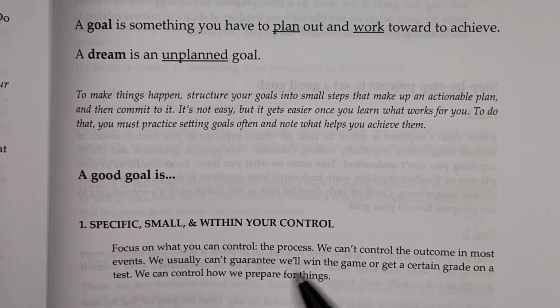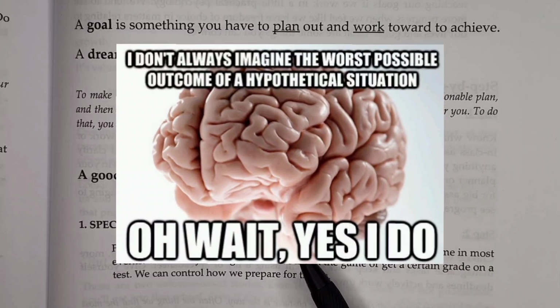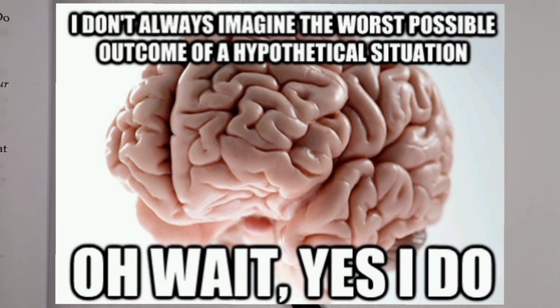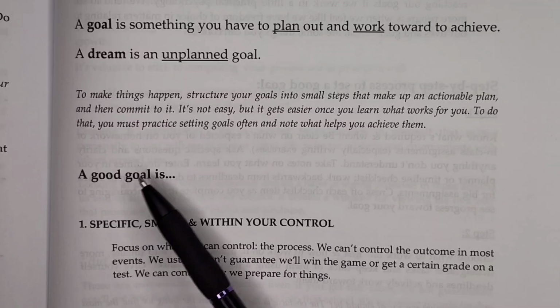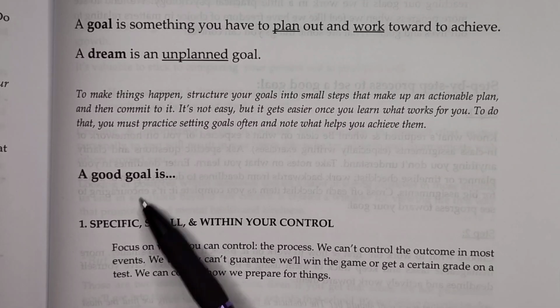We can't usually guarantee that we'll win the game, for example. That's an outcome-based thinking process, and we can't really control it, but we can control how we prepare for things, and that is the study process, setting a good goal for becoming an effective studier.